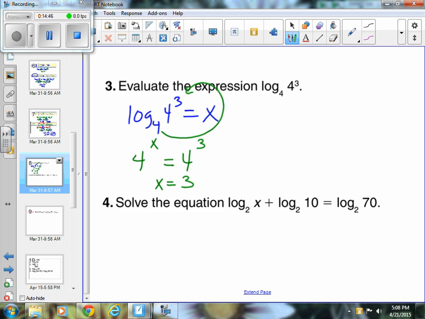Now, that's one way to do it. Here's another option, though, which I kind of like. You don't have to set it equal to anything. I just want you to use that power property. Where else could this 3 go? Well, it could be down front.